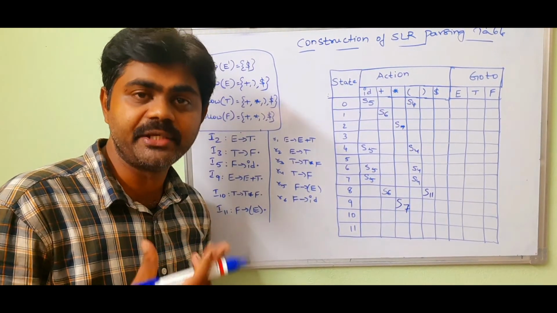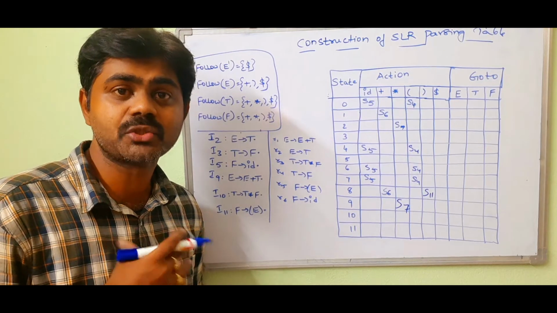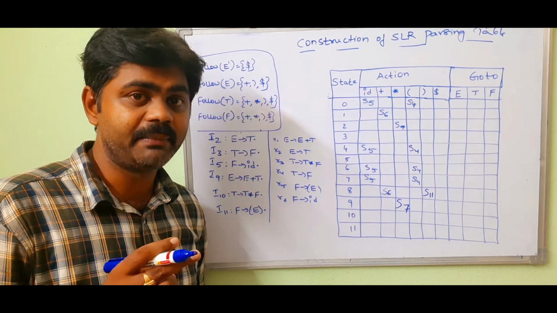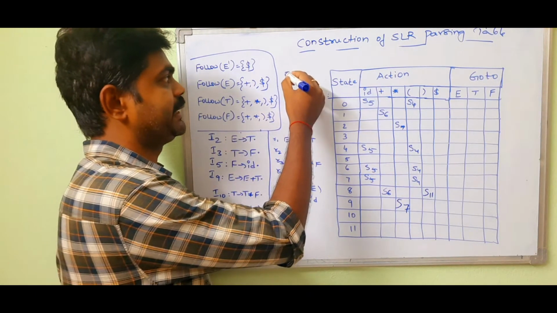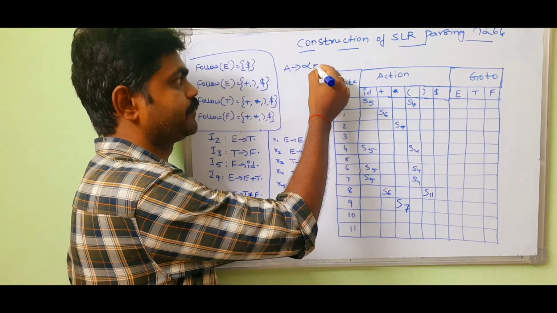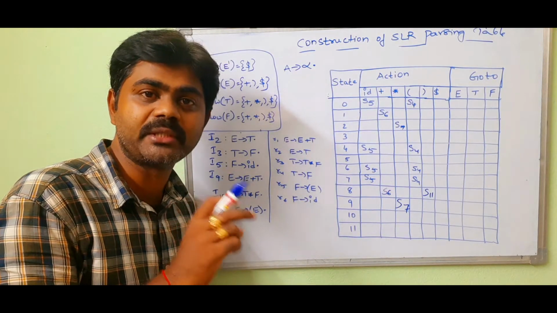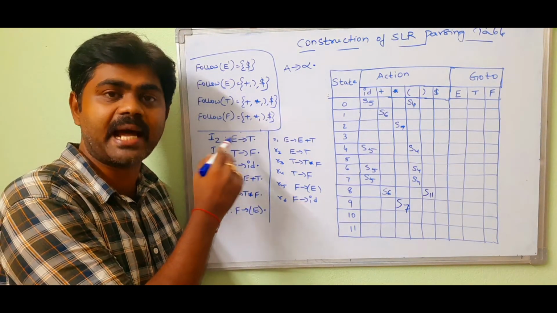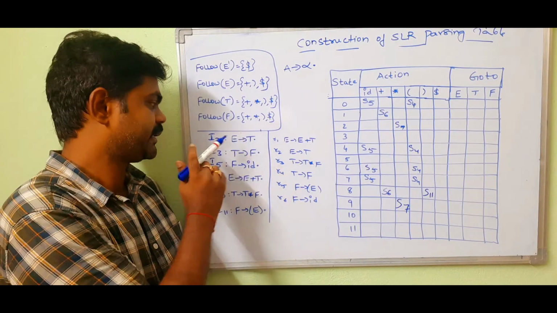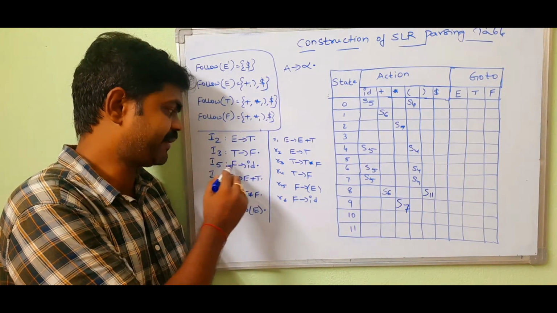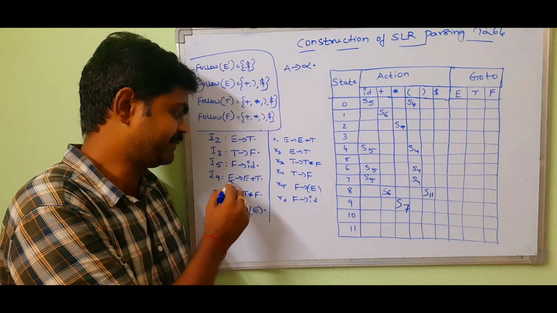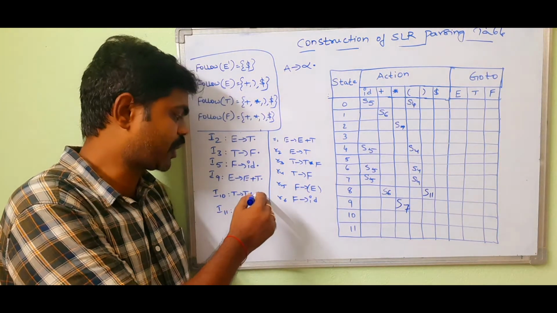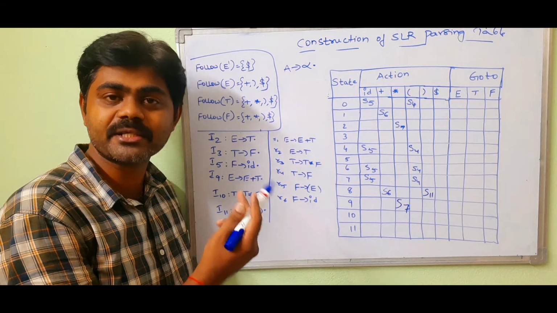For calculating reduce, we have A tends to alpha dot. If you see the rule, A tends to alpha dot, A belongs to follow of A. So our rule should be A tends to alpha dot, that means the dot should come at the end of the production. We have such productions: in I2 we have E tends to T dot, in I3 we have T tends to F dot, in I5 we have F tends to ID dot, in I9 we have E tends to E plus T dot, in I10 we have T tends to T star F dot, where the dot reaches the end. Those productions we need to consider.